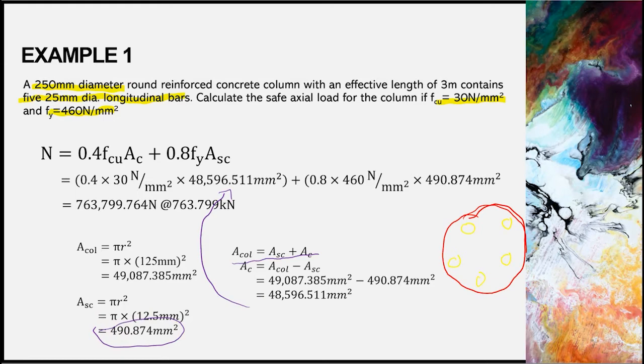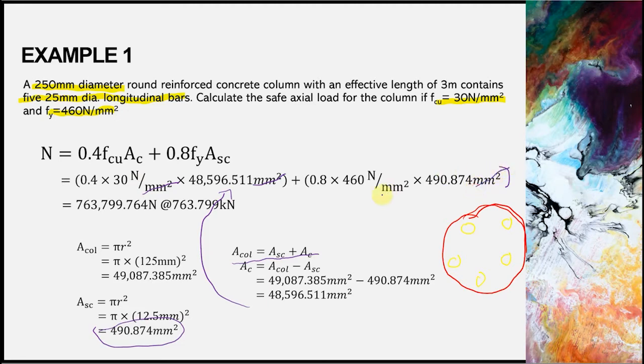490.874. Just put it in, I forgot the closing bracket there. Okay, just put it in, we calculate everything, we're going to get 763,799.764 Newton. Okay, how does it become Newton? If you see here, this directly becomes Newton.